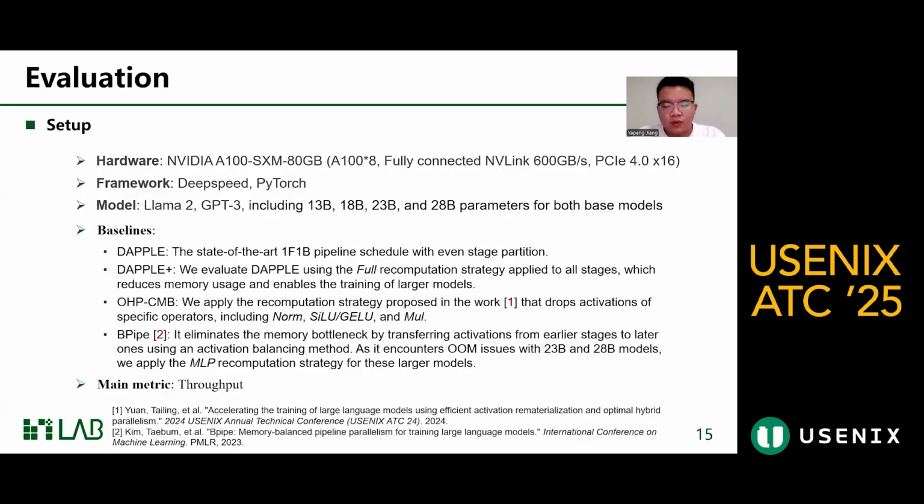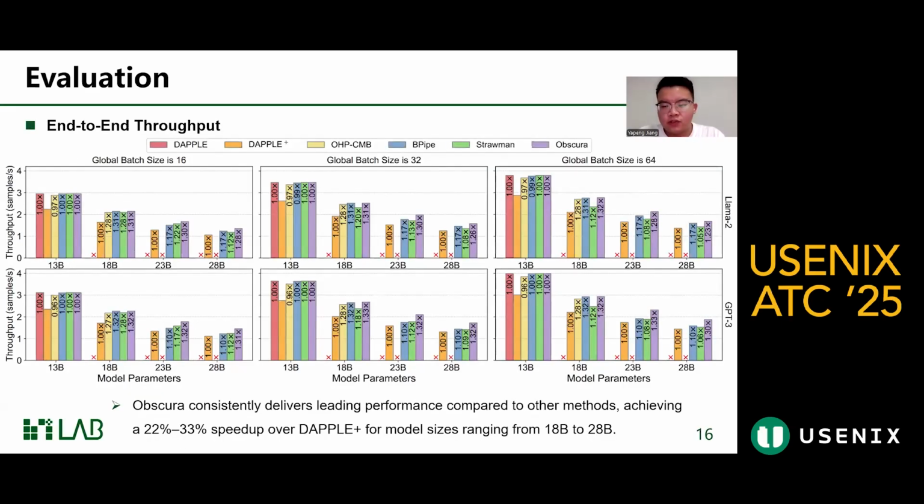Throughput is used as the primary evaluation metric. First and foremost, regarding end-to-end throughput across different models, batch sizes, and model scales, Obscura consistently delivers leading performance compared to other methods. Specifically, Obscura achieves speedups of 29 to 31% for the 18 billion and 23 billion models, 22 to 27% for the 28 model, and 22% speedup in the extreme case of a global batch size of 64 for the 28 model.